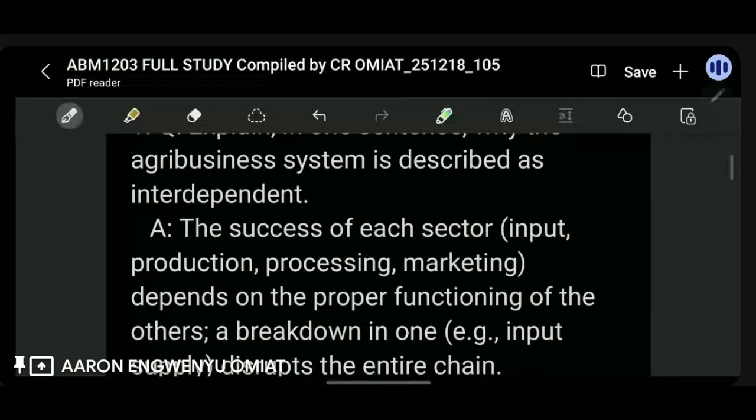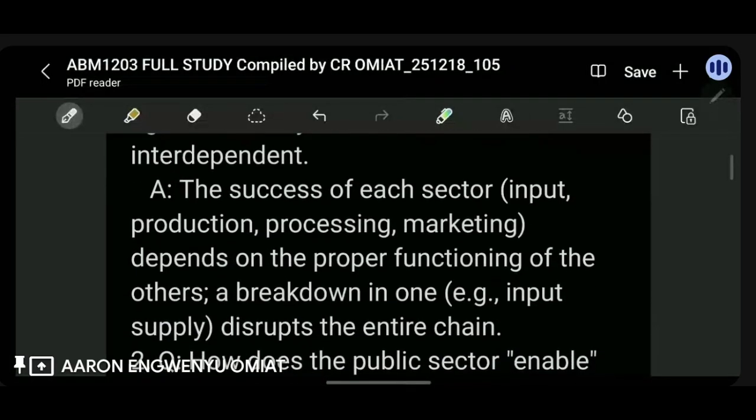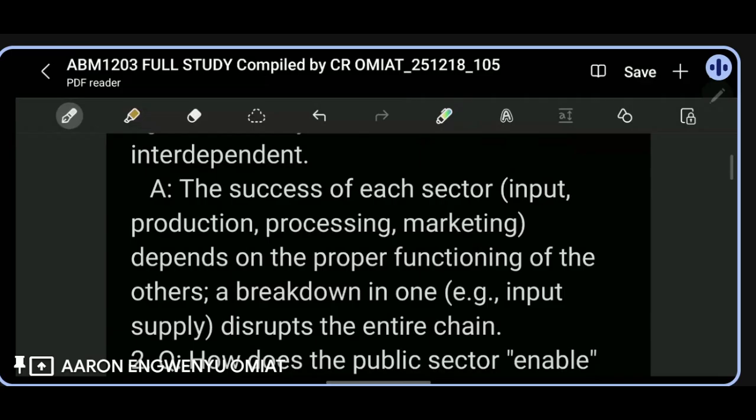So the success of input, production, processing, marketing depend on the proper functioning of the others. A breakdown in one affects the rest. The example of maize: the farmer is buying seeds from the input seller. Then he's selling his maize to the processors, maybe a maize mill. And then the processors put the products on shelves in the market. That is marketing. Then the government provides the laws that allow the whole system to work.